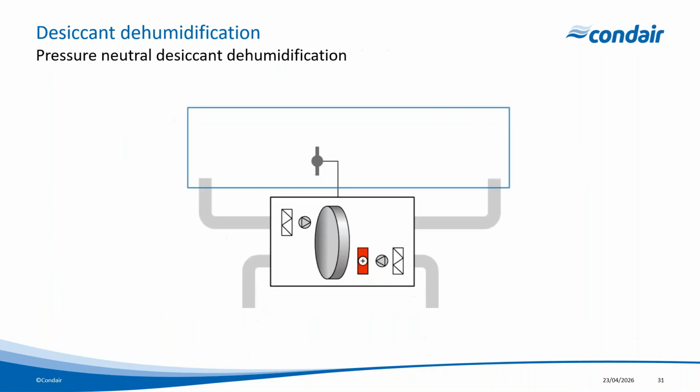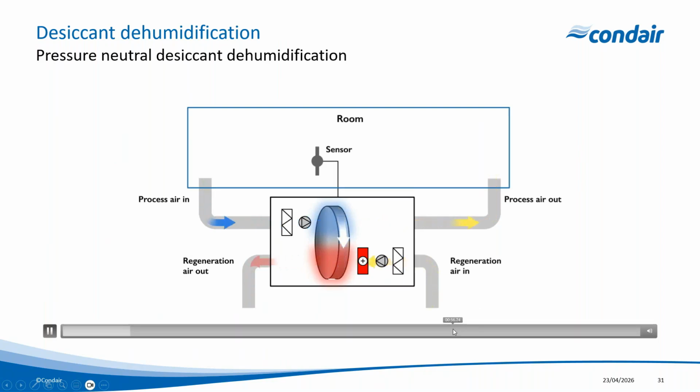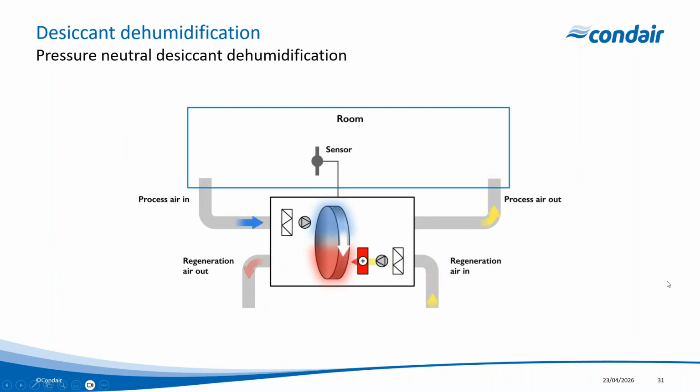Alternatively, we could have the dehumidifier outside of the space. Now here we're taking our process air from the space, taking it to the dehumidifier, dehumidifying it, and then back into the space. And regeneration air is coming from outside through the heater, regenerating the wheel, and then taking that wet air back to outside.